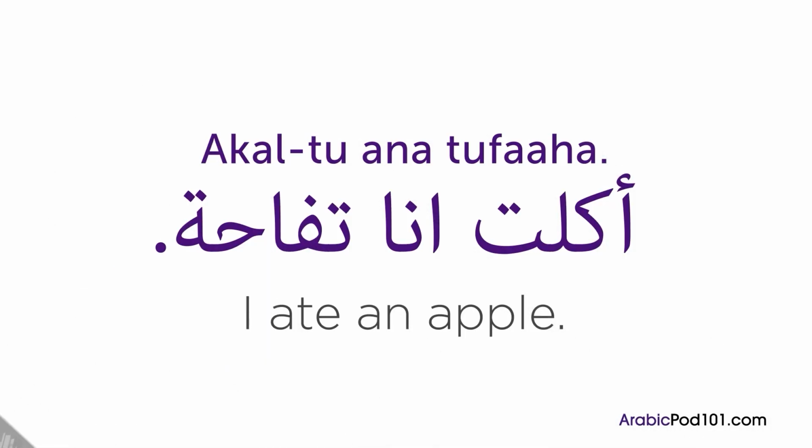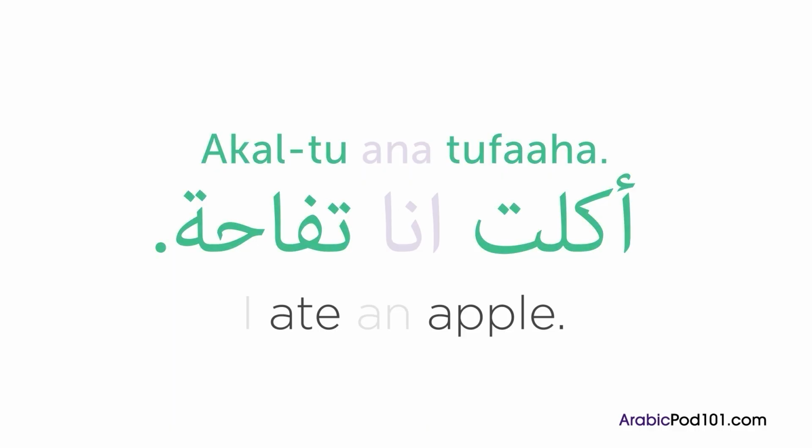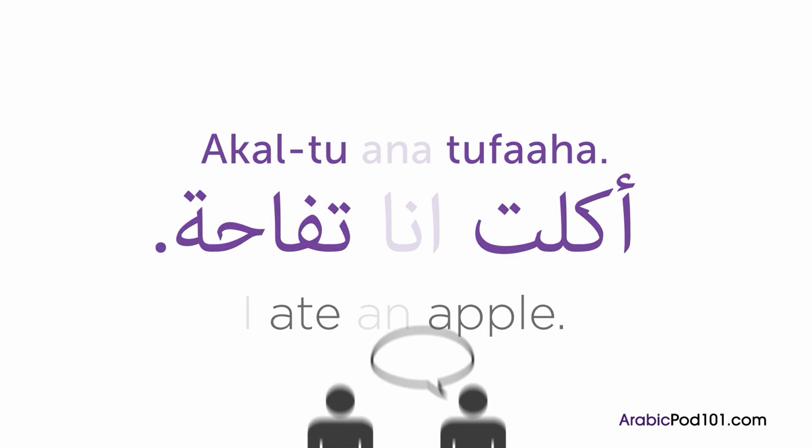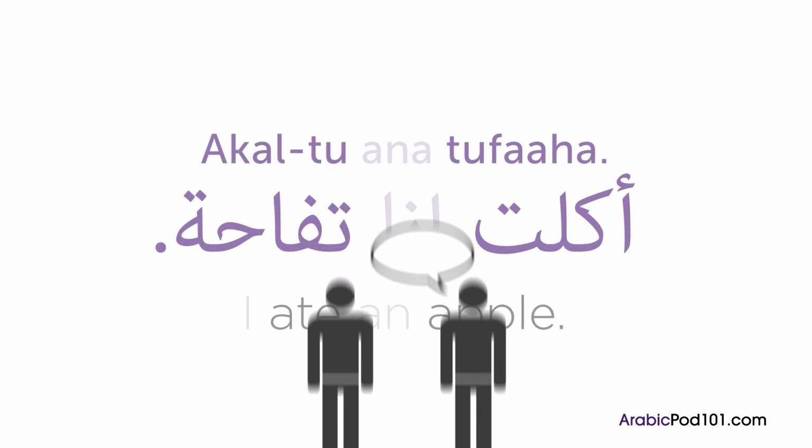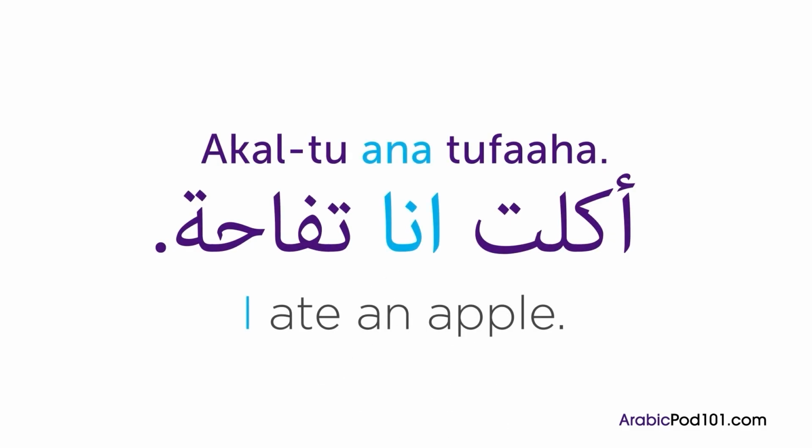More often than not, if you wanted to say, I ate an apple in Arabic, you would not say, أكلت أنا تفاحة. Instead, you would more likely say, ate apple in Arabic, أكلت تفاحة, where you omit the subject I. Most Arabic sentences are constructed and spoken like this in real life. أكلت تفاحة. In most situations, such as a one-on-one conversation, it's clear that the person who's speaking is the subject.